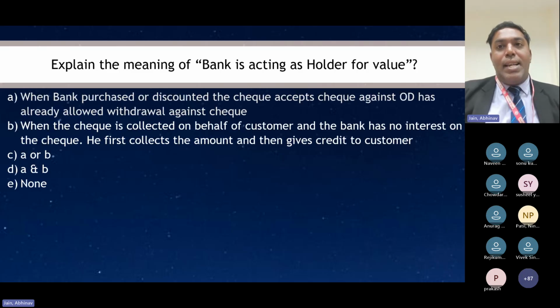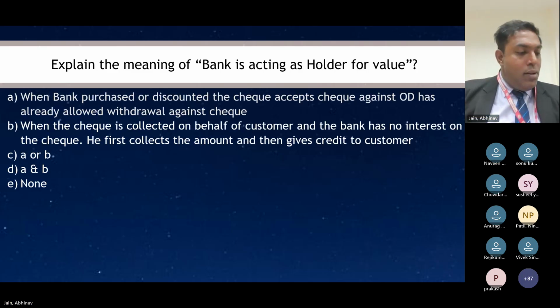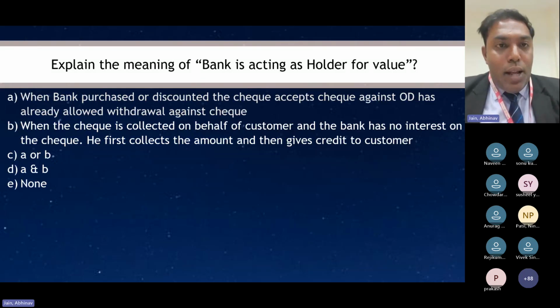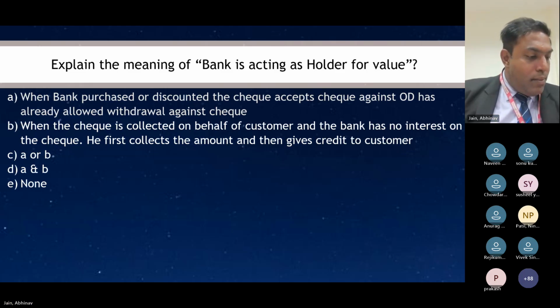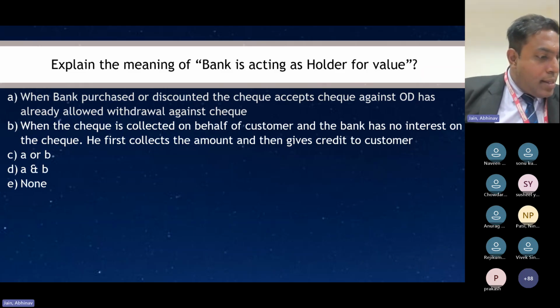Explain the meaning of bank acting as holder for value. Suppose the first option is when the bank purchased or discounted the check, except checks against OD, has already allowed withdrawal against the check. When the check is collected on behalf of the customer and the bank has no interest in the check, it first collects the amount and then gives credit to the customer. So in which case is the bank acting as holder for value? Kindly confirm.